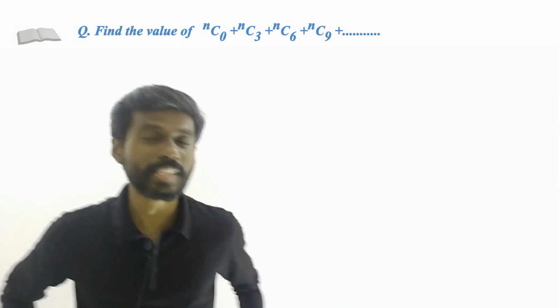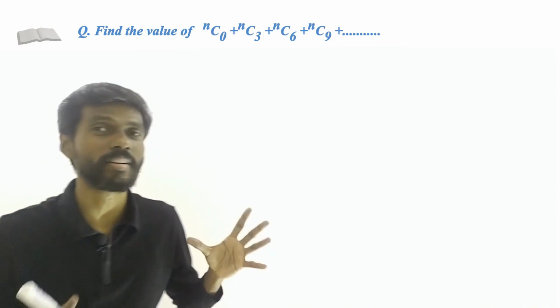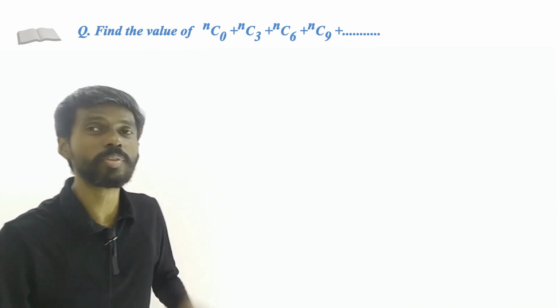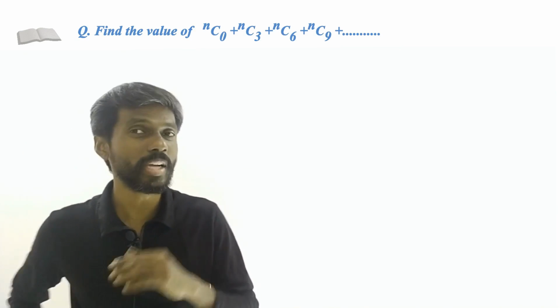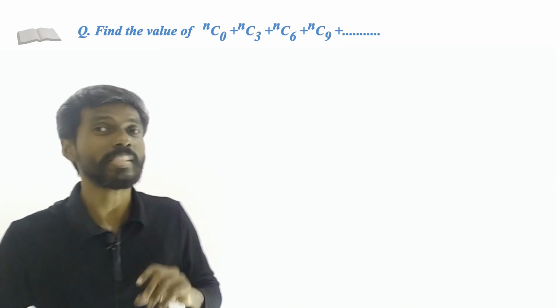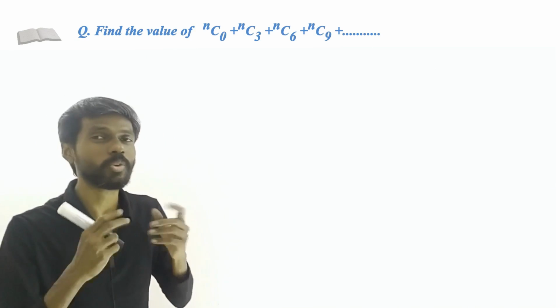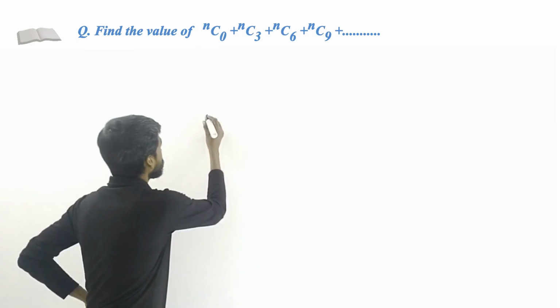Here also we have to find the sum of some binomial coefficients. Every third term here: 0, 3, 6, etc. For every fourth term, we used the substitution x equal to i, because i repeats after a power which is a multiple of 4. i to the power 4 is 1. Similarly, here we have to use a cube, a number whose cube equals 1. So again, it is a complex number substitution only.